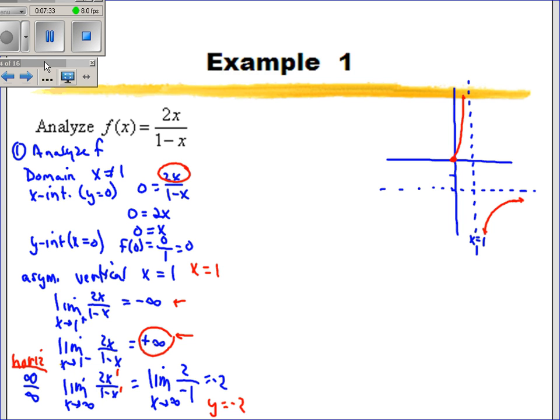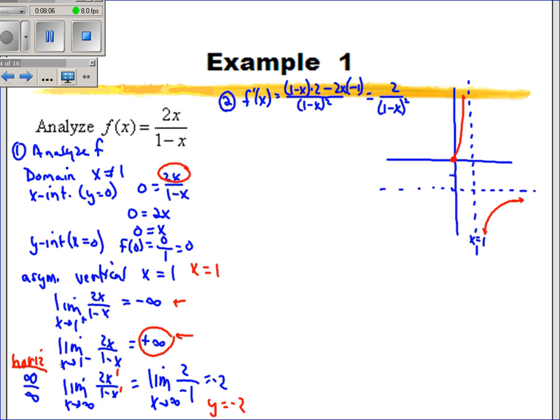Okay, step 2 is going to be studying f prime. So looking at f prime, first I've got to get f prime. The derivative will just be using the quotient rule. It's going to be 1 minus x squared on the bottom. Start with 1 minus x times the derivative of the top, which is 2, minus the top times the derivative of the bottom, which is -1. So my derivative is going to be 2 minus 2x plus 2x. So I'm going to have 2 on the top over 1 minus x squared on the bottom.